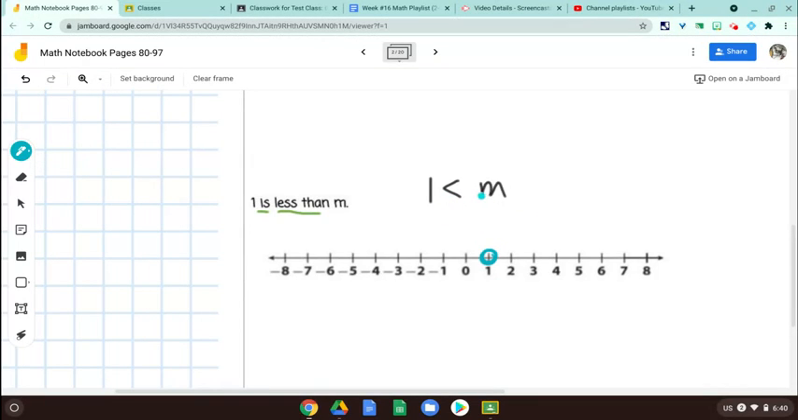1 is less than m. But if you look at it from this side, it says m is greater than 1. So I'm going to graph to the right. M could be anything that is greater than 1. And 1 is less than that, right? 1 is less than m. And it's not equal to, so we have an open circle.